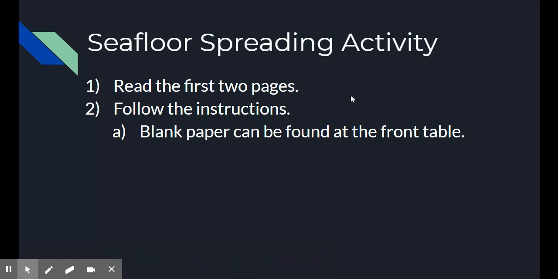All right, I'm not going to have you do the seafloor spreading activity. What I actually want you to do is find a picture of the rock cycle online somewhere, and I want you to copy that picture into your notebooks. All right. So find a picture of the rock cycle and copy that into your notebooks.